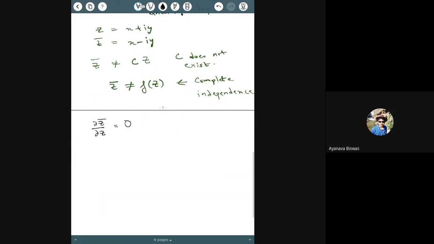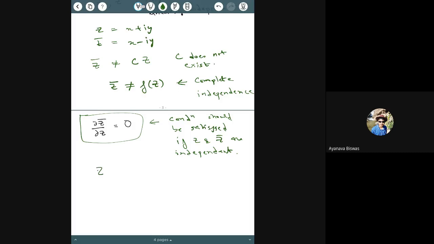So I will adopt a little bit of a convoluted proof of this, but it is good to know this. So this condition should be satisfied if z and z bar are independent. Of course, you are absolutely right in that, but let's do it more explicitly. So I have z is x plus iy and z bar is x minus iy, and I am considering, for argument's sake, that z bar is a function of z.